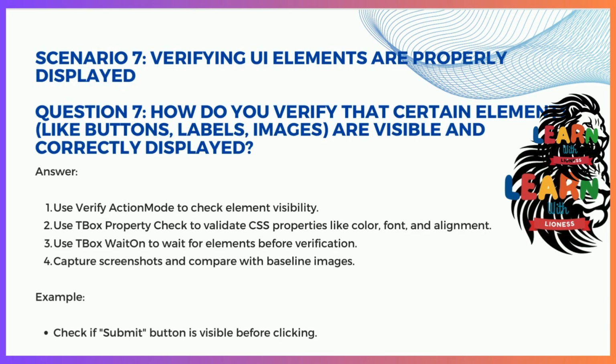Scenario 7. Verifying UI elements are properly displayed. Question 7. How do you verify that certain elements, like buttons, labels, images, are visible and correctly displayed? Answer. 1. Use Verify action mode to check element visibility. 2. Use TBox Property Check to validate CSS properties like color, font, and alignment. 3. Use TBox Wait On to wait for elements before verification. 4. Capture screenshots and compare with baseline images. Example. Check if Submit button is visible before clicking.